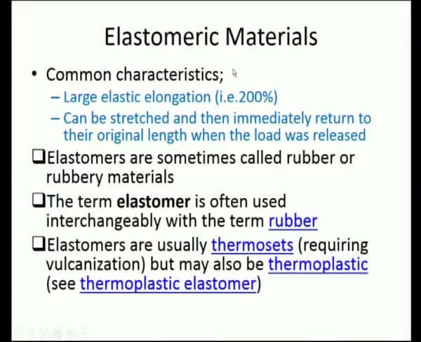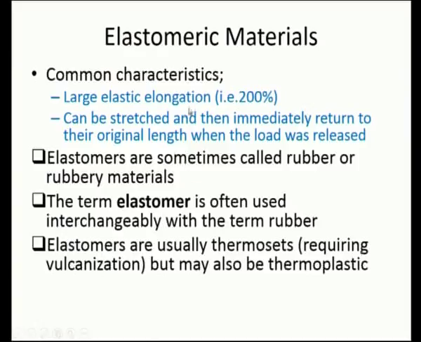First of all, what is an elastomeric material? An elastomeric material should have some common characteristics, like large elastic elongations, almost double the length, that can be stretched and immediately return to the original length when the load is released. That is the peculiar property of an elastomer. Whenever you apply stress, it has to elongate. If you release the stress, it has to come back to the original position. These are two important characteristics of elastomeric material.